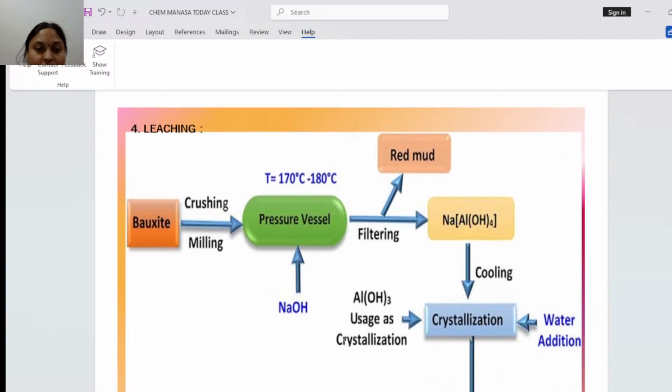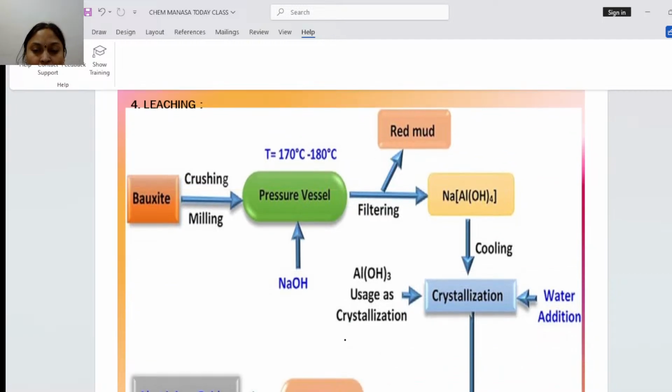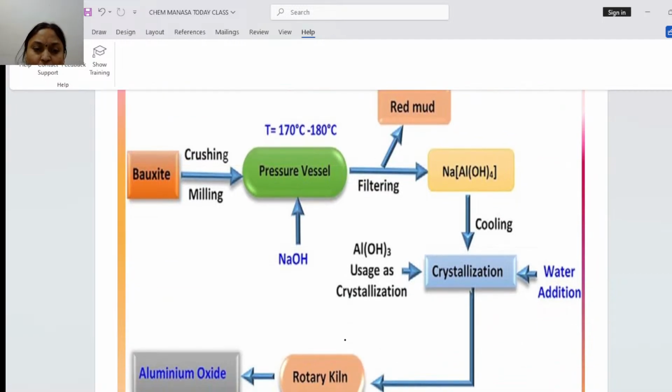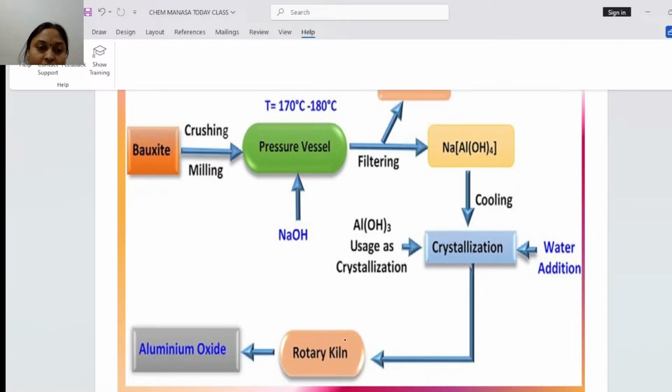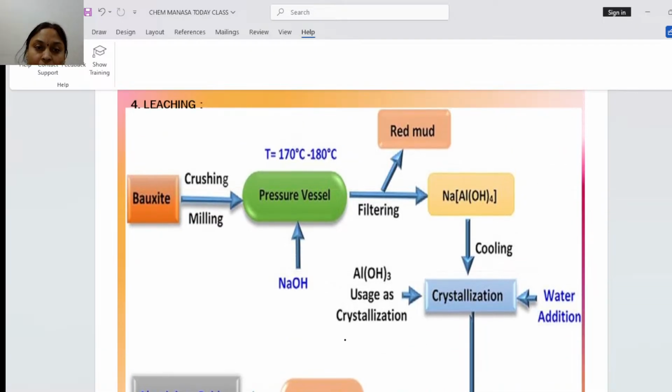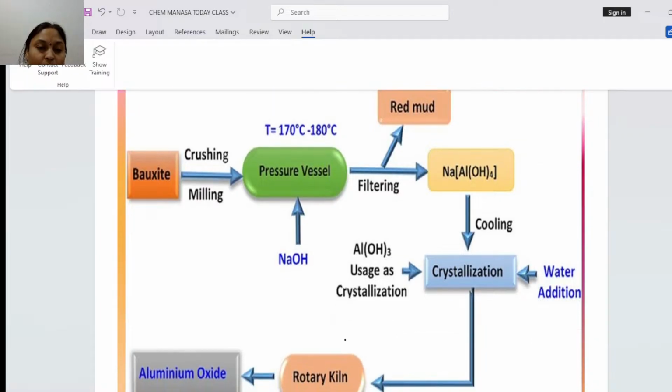So next, leaching is there. Here it is not there for you in NCERT, so that's why I am leaving this. But in the other syllabus it is there for you, about the bauxite to the aluminum oxide formation. This is very important there. So please everybody look after this.